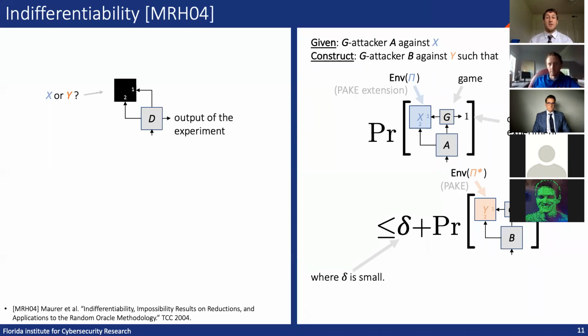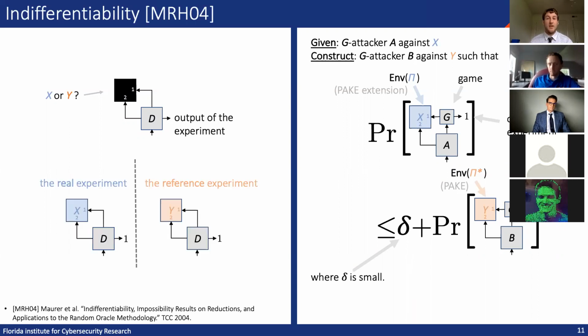The usual notion of indifferentiability is expressed in terms of an adversary D, which we'll call the differentiator, and a pair of systems X and Y. As usual, we'll think of X as the real system and Y as the reference system for which security is known. Now, D is given black box access to one of these systems, and its task is to determine which it's interacting with. It outputs 1 if it believes it's interacting with the real system, and we're interested in the probability that it outputs 1 in this real experiment versus in the reference experiment. And this will formalize its advantage in discerning which system it's interacting with.